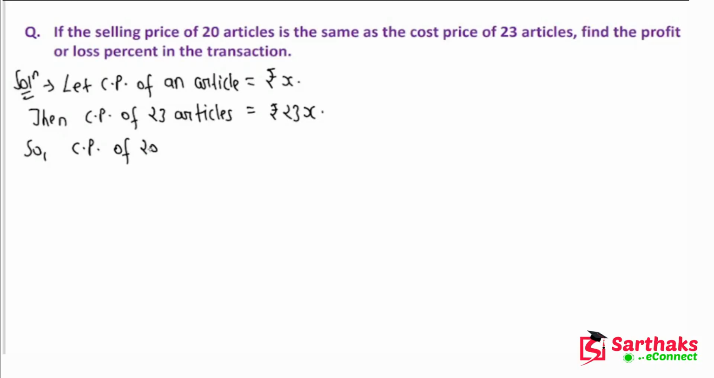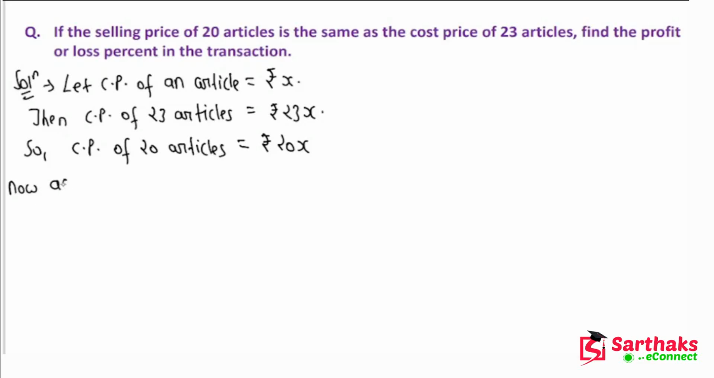Cost price of 20 articles, that is a smart approach. Okay, so cost price of 20 articles is 20X. So these 20 articles which we are selling costed us this much rupees. Okay, now we are selling at the same cost. We are selling them at the cost price of 23 articles.